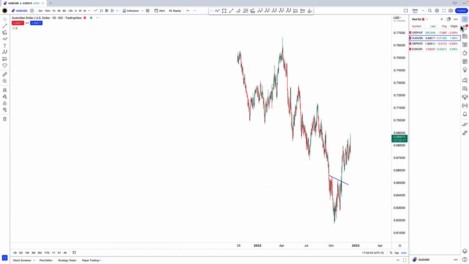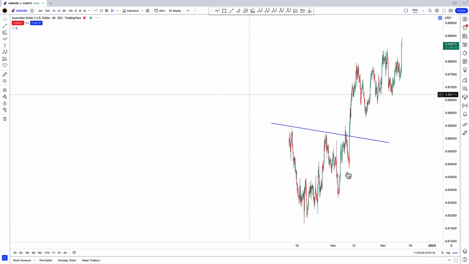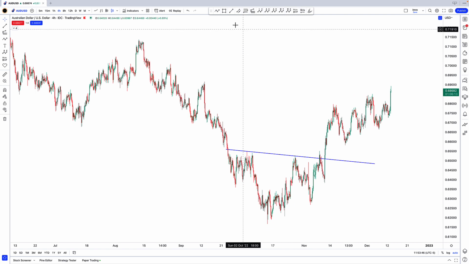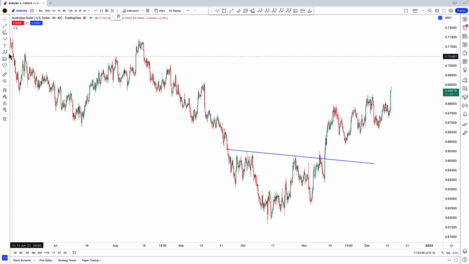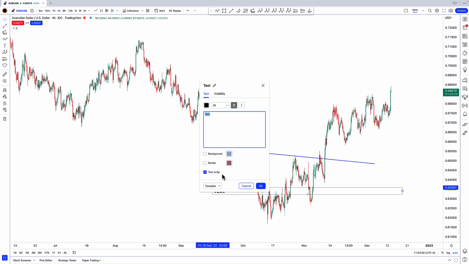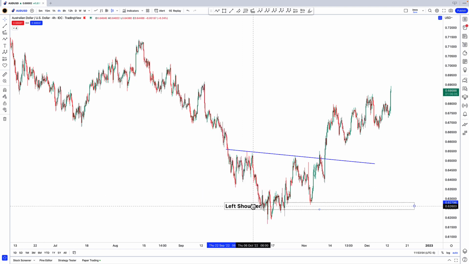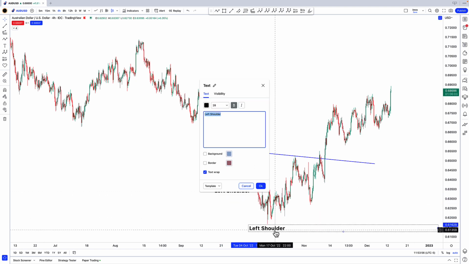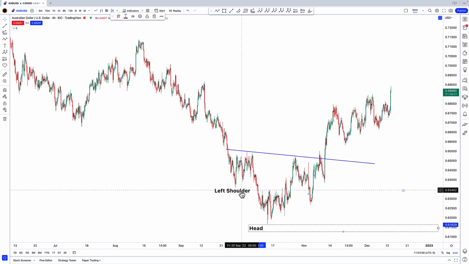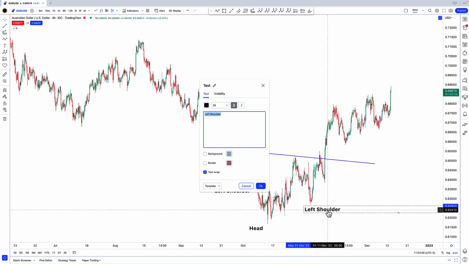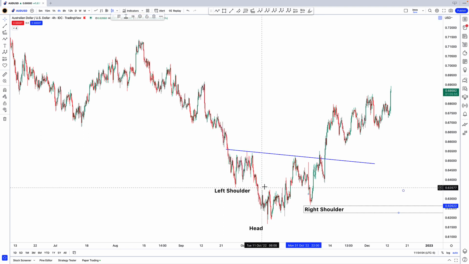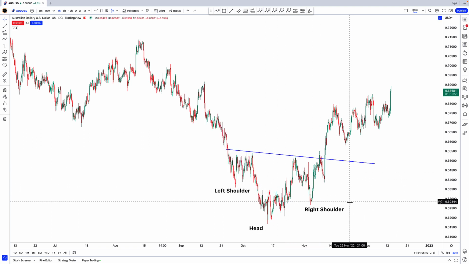All right, we're going to move on to a head and shoulders pattern in the Aussie dollar. This one's more recent. As you can see, we've got an inverse head and shoulders here. We have our left shoulder, we have our head, we have the right shoulder here, and then that blue trend line is our neckline. So we're going to derive our neckline target.